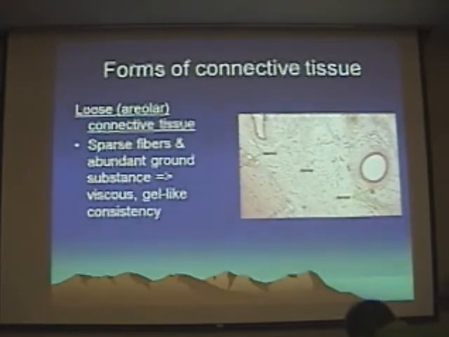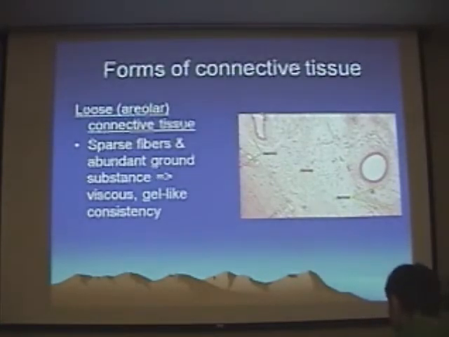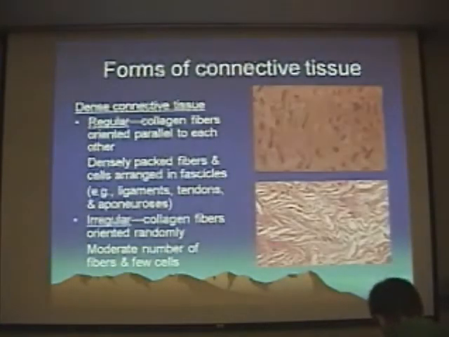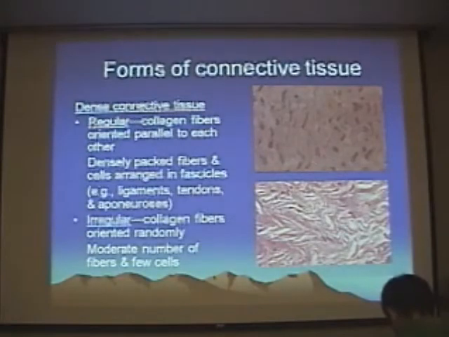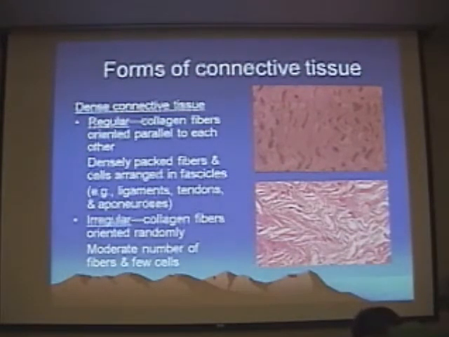So we have different types of connective tissue depending on the matrix qualities. It can be loose and fairly open, almost like adipose tissue. It can be very dense, tightly packed. It can be dense and regular, where the bundles line up linearly, or it can be irregular.